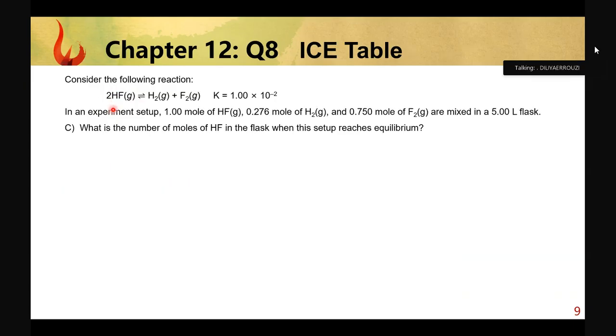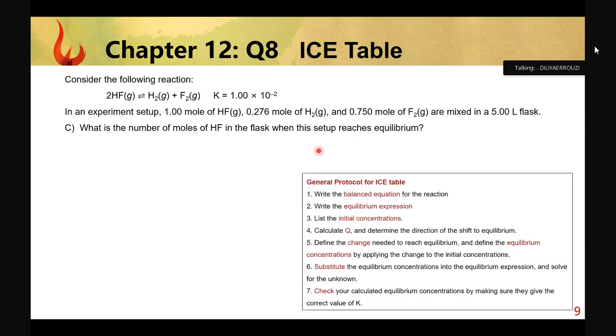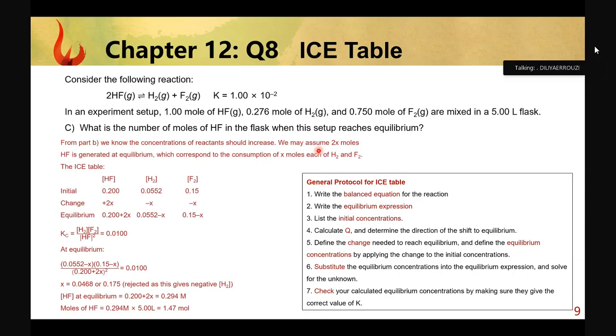Then the third question is, what is the number of moles of hydrogen fluoride in the flask when the setup reaches equilibrium? This requires us to know how to use the ICE table, which is written down here. Let us practice.